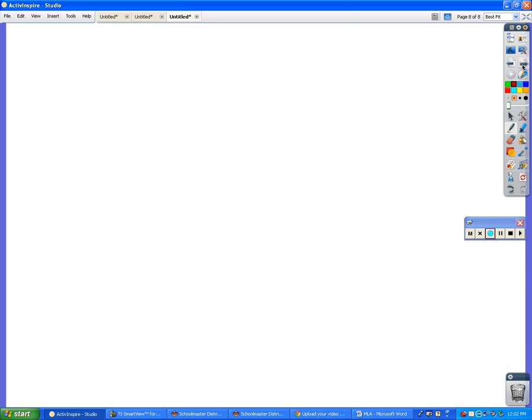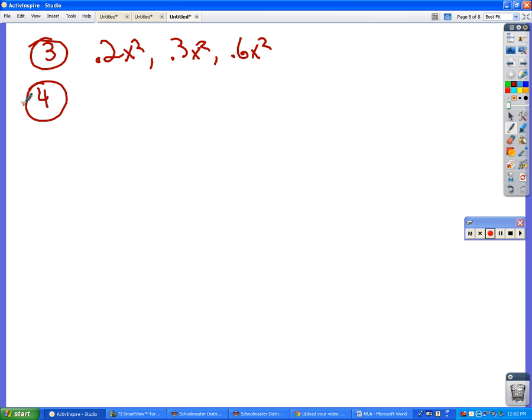All right, number 3, same deal. Which is going to be widest? 0.6x squared, 0.3x squared, or 0.2x squared? What's the smallest of those numbers? 0.2. So 0.2x squared will be the widest, and then 0.3x squared after that, and then 0.6x squared after that. Wait, are we seriously graphing these? Not these. Ones we will.